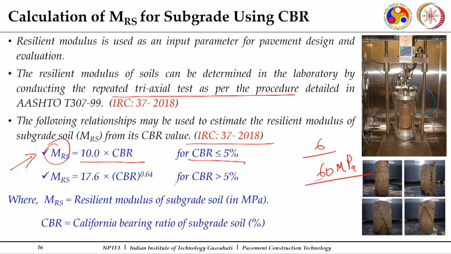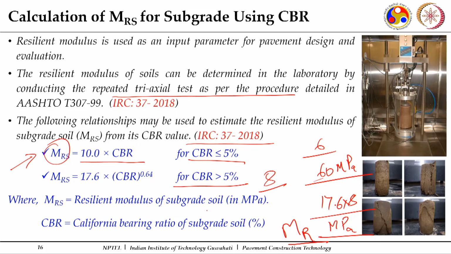Or if this particular CBR value is say 8%, then I will multiply it by 17.68, whatever value comes out, this will be my resilient modulus, which we will call MR, and it will be used in the flexible pavement design procedure. So, this is another important aspect, and some of the laboratories which have the facilities can directly determine the resilient modulus values using the triaxial test. Then they do not need to use this empirical relationship.